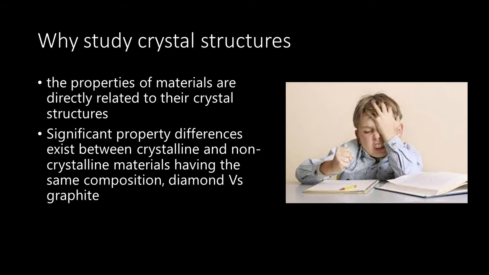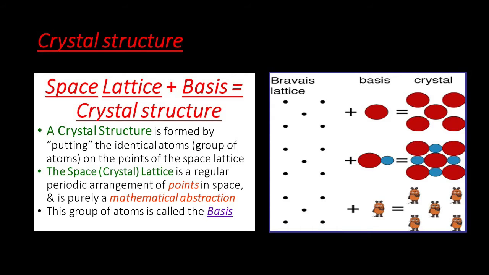Why study crystal structures? The properties of the material are directly related to their crystal structure. The significant property difference between crystalline and non-crystalline materials having the same composition, versus diamond and graphite. Space lattice plus basis is equal to crystal structure.